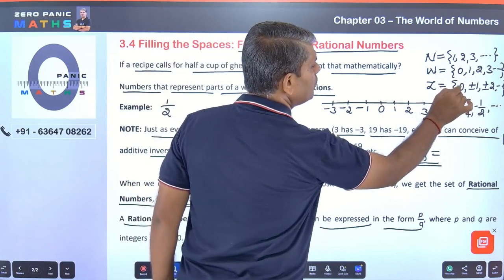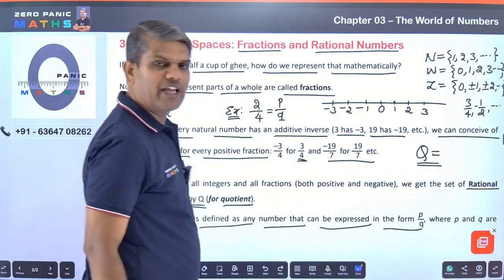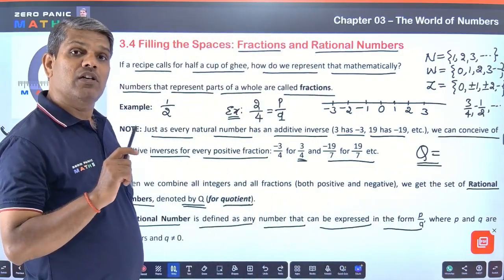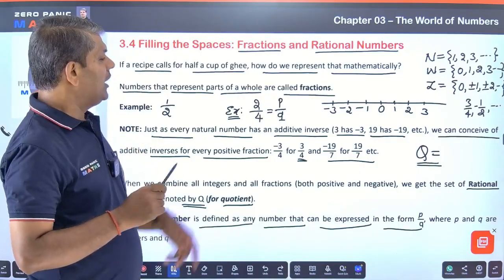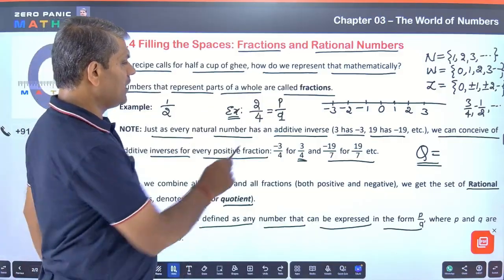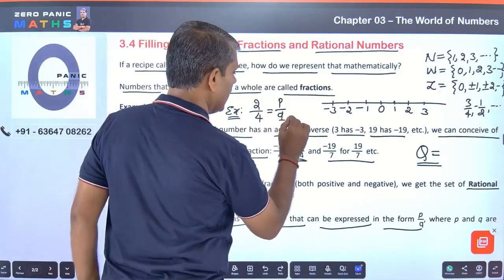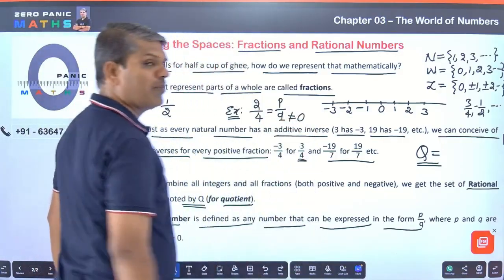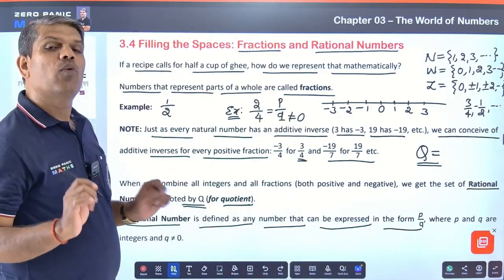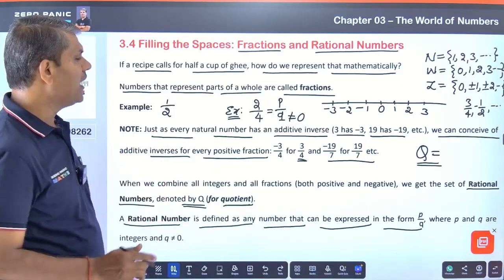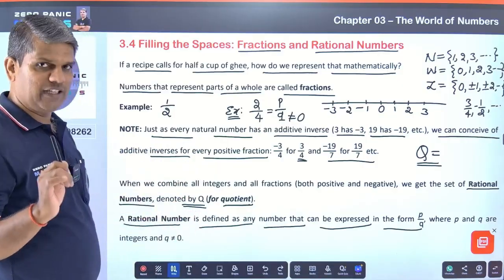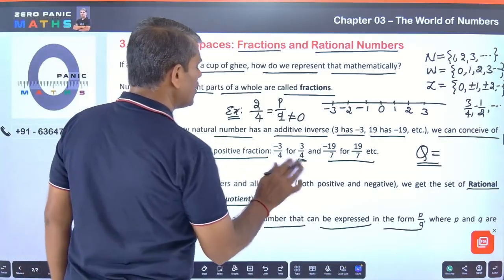Integers means they should belong to this set only. They should be either plus some numbers or minus some numbers. It can be 0 in p, but it cannot be 0 in the denominator. Q cannot be 0. Why can Q not be 0? Because that will become an infinite number. Anything by 0 is infinity. That's why.